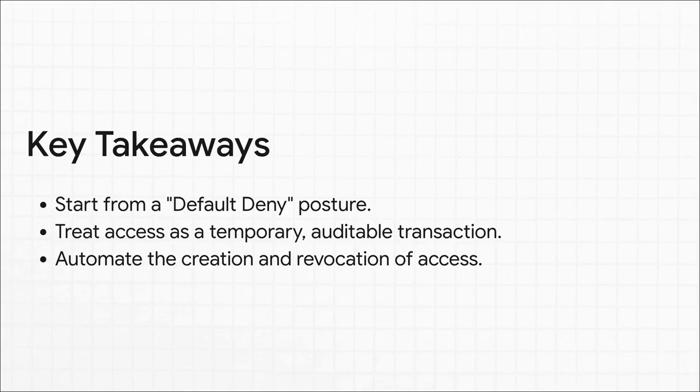Second, think of access like a transaction, not a permanent state. It has a beginning, a middle, and an end, and it's auditable the whole way. And finally, automate the entire thing. In a crisis, people make mistakes. Your strongest defense is having automated workflows for granting and, even more importantly, for revoking that access.